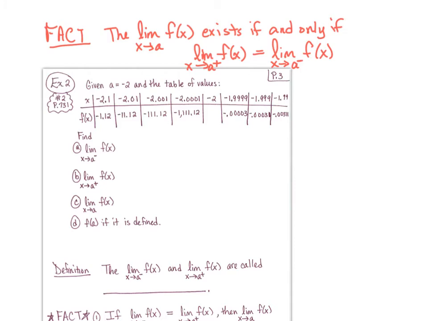So, in part A, I asked you to find the limit of f of x as x approaches -2 from the left. As x is getting closer and closer to -2 from the left-hand side, the values are doing what?